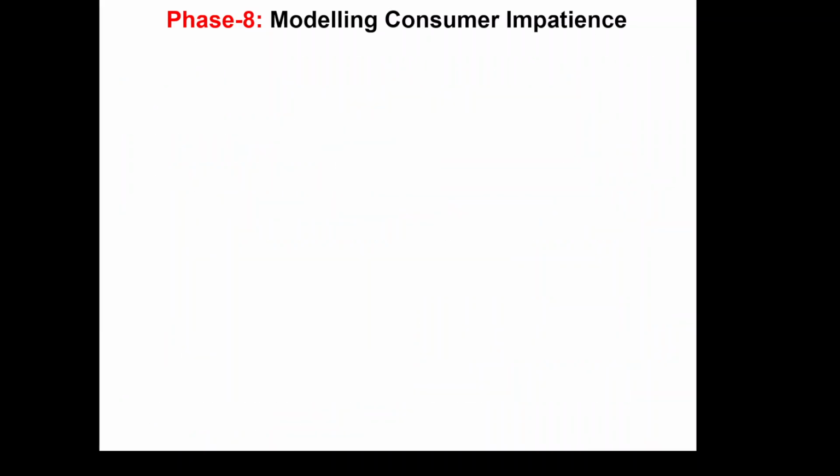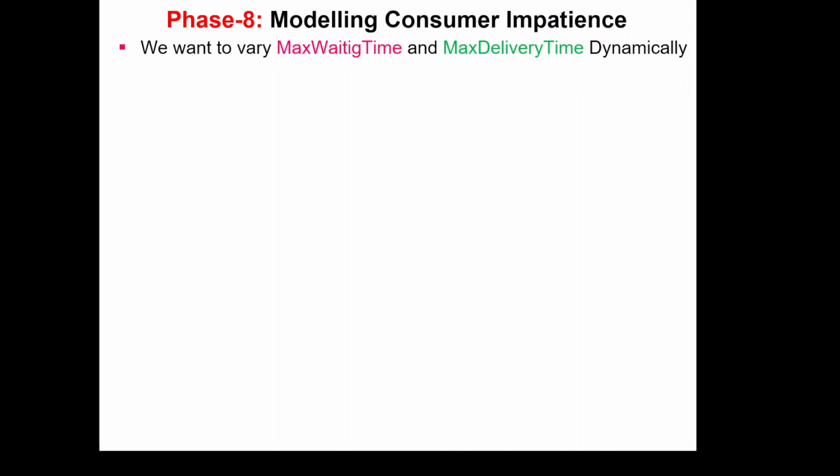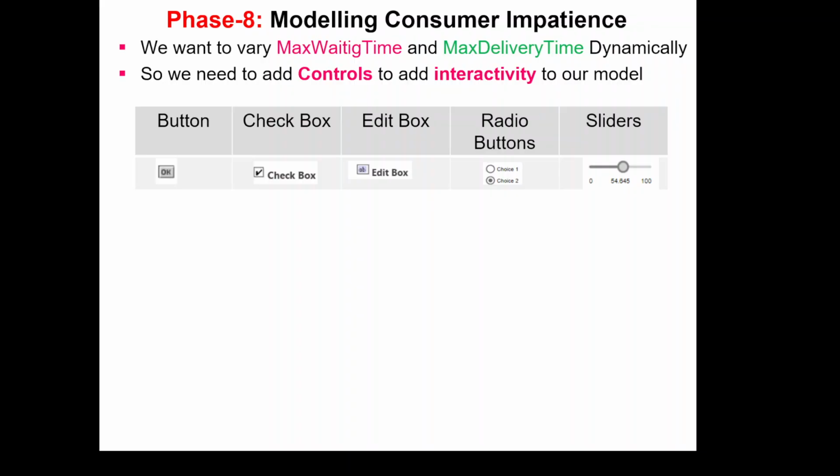There are more steps to this tutorial, so we are moving to the next slide now. As discussed earlier, we are going to add interactivity, and that's why we'll make our maximum waiting time and maximum delivery time dynamic. For that, we are going to use the control toolbar. In the palettes, there is a control palette, from where you can add different buttons to your model. So we are going to add a slider button, and this slider will have a min and max value.